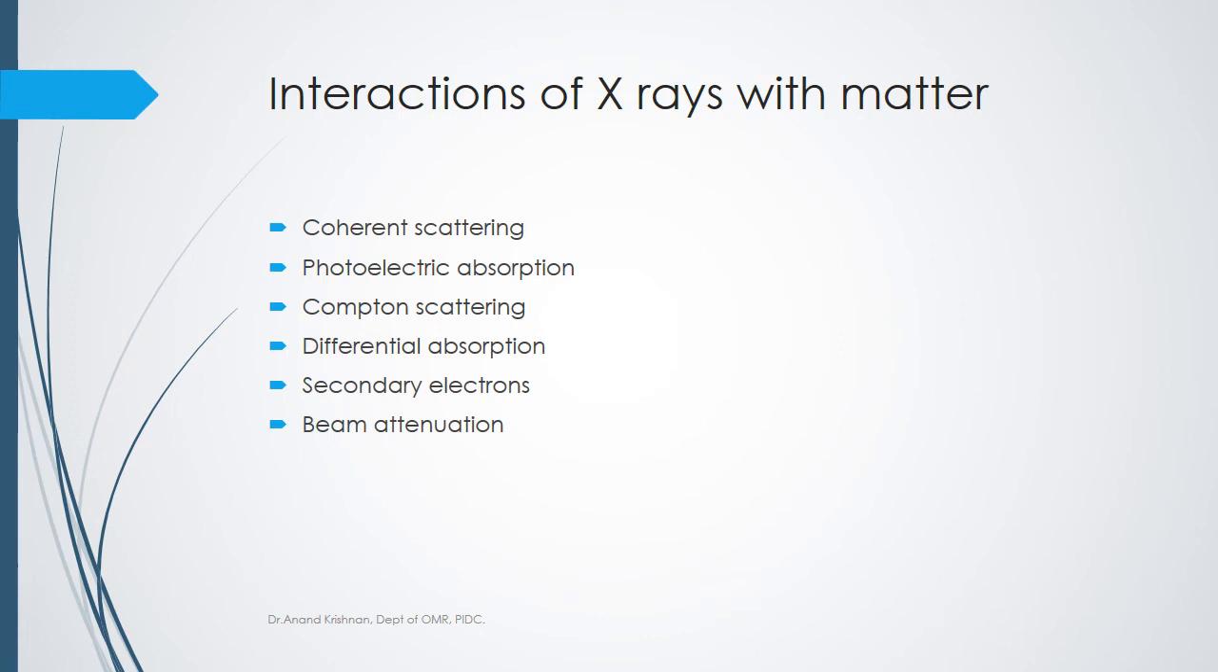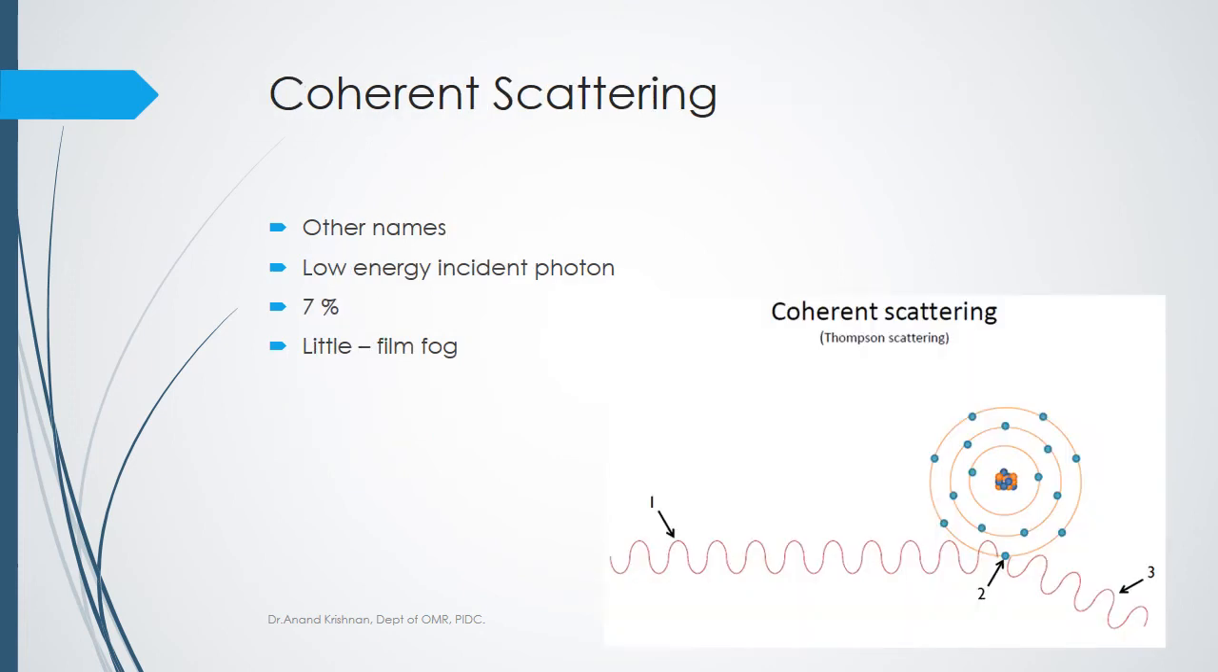So we understand what the components of the X-ray tube are, and how we generate these electrons. Now we have to understand how these electrons interact with the atoms in the anode. The electrons from the cathode interact with the atoms in the anode. That comes under various topics: coherent scattering, photoelectric absorption, Compton scattering, differential absorption, secondary electrons, and beam attenuation. So we'll see them one by one.